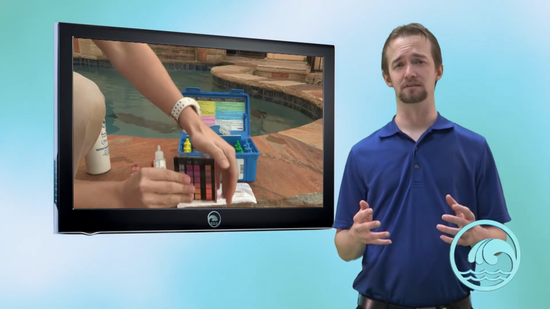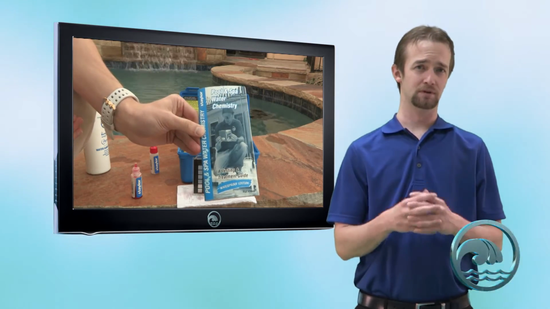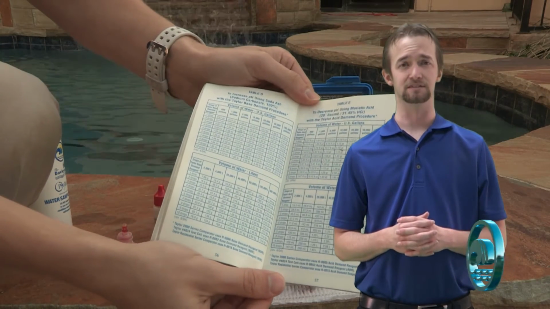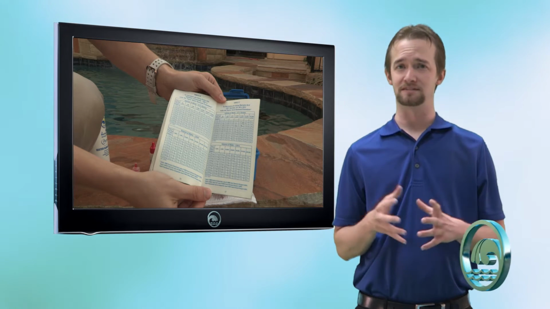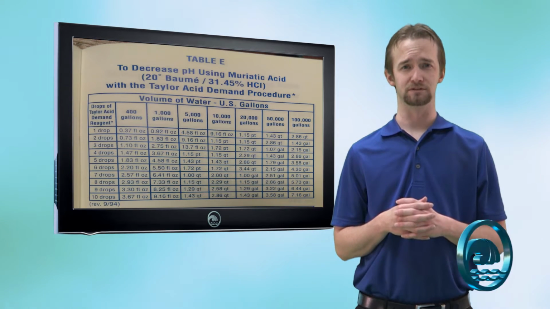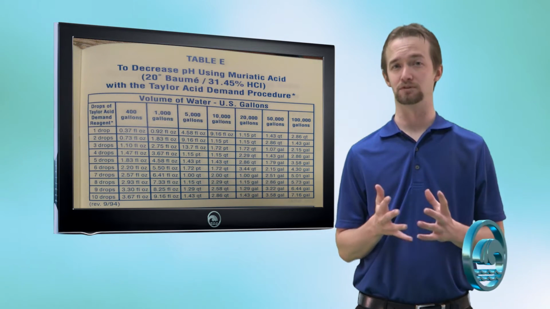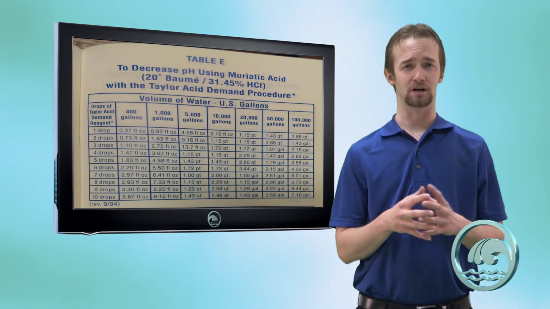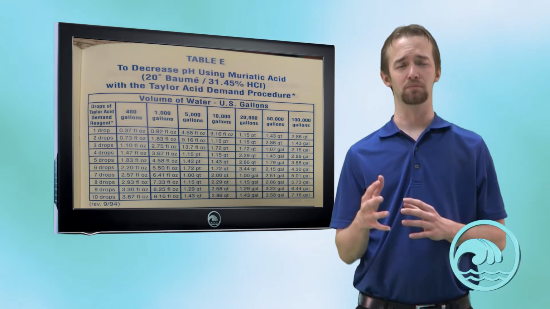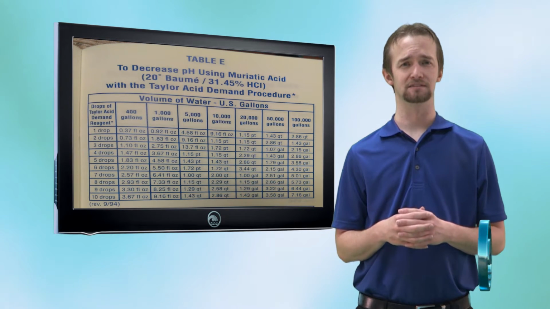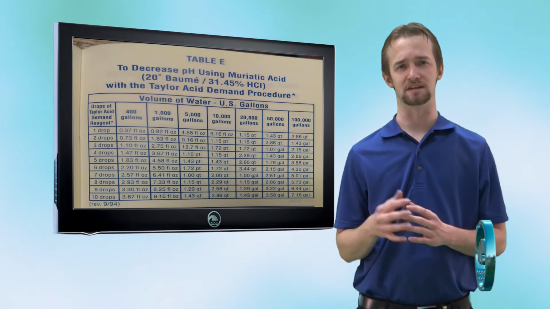What we need to do now is refer to Taylor's treatment tables. The treatment table for the acid demand test is on page 57. The way this table works is, as you can see across the top, there's gallons, and down to the left side, there's number of drops. So if we did 4 drops and our pool is 10,000 gallons, we need to add about 1.15 quarts of muriatic acid, right around 5 cups, in order to bring the pH down from 8 to 7.4.